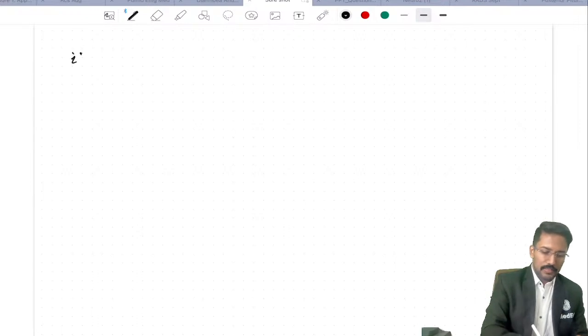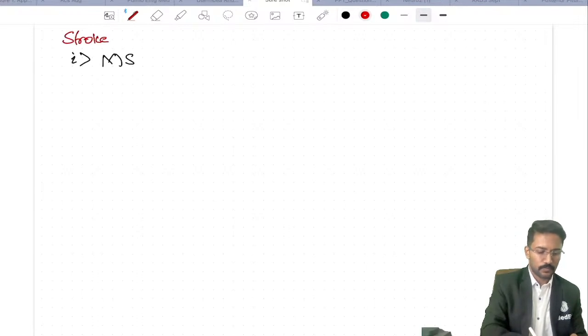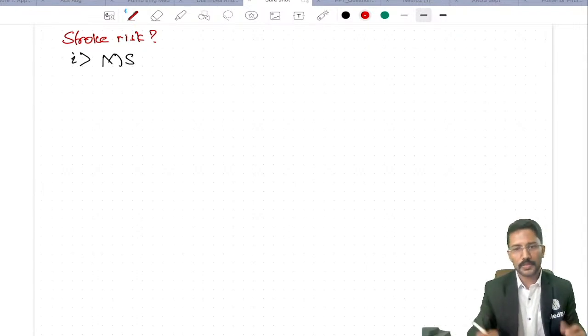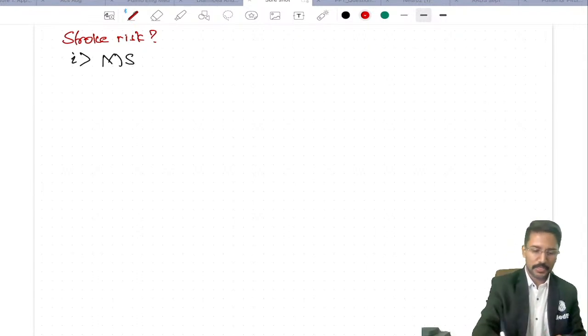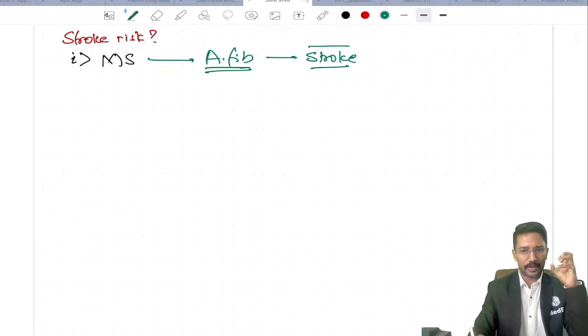Is mitral stenosis associated with risk of stroke? Yes, mitral stenosis can lead to atrial fibrillation and thus it is associated with stroke risk, right? Why does atrial fibrillation lead to stroke risk? If the atria is fibrillating, not contracting, right?